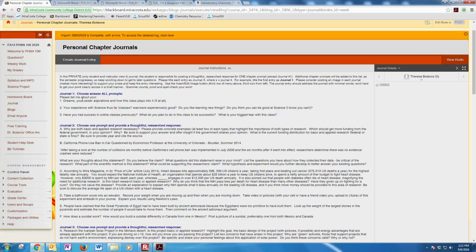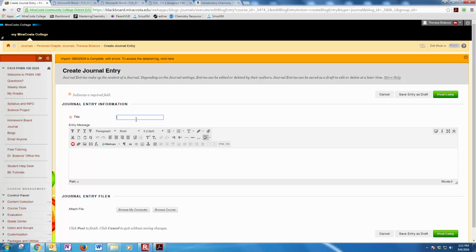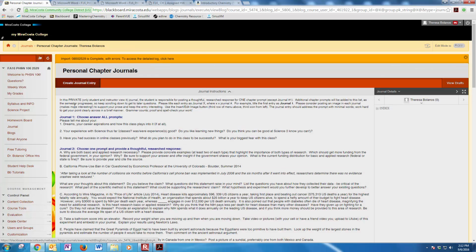Only don't work ahead. Journal 1 is tied to Chapter 1. You don't want to go to Journal 3, which might be tied to Chapter 3, when we haven't even talked about or learned about Chapter 3. So you would read the prompts. This is very similar to signing in, like your attendance. You would create a journal entry, put Journal 1, answer the prompt, and hit post entry when you're done.